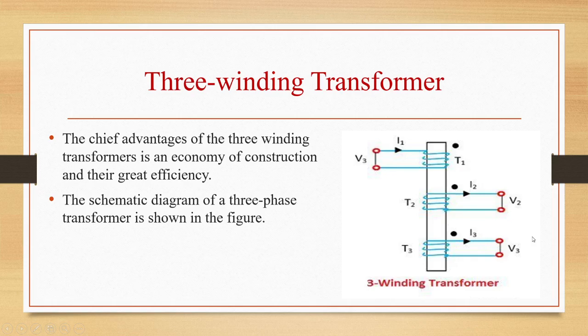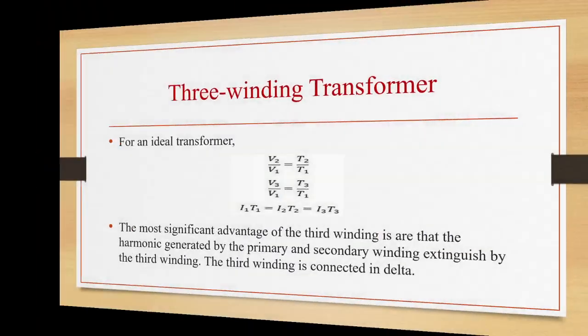Okay. So the chief advantage of the three winding transformer is economy of construction and great efficiency. Okay. So it is economical to use a three winding transformer and it will give a very good efficiency. So the schematic diagram of a three winding transformer is shown in the figure.